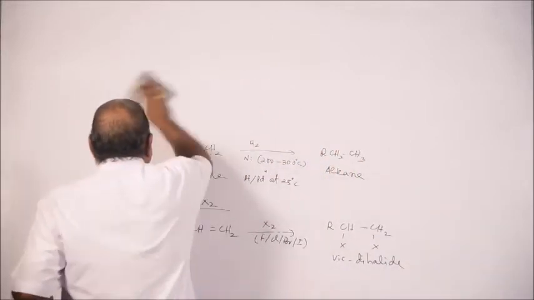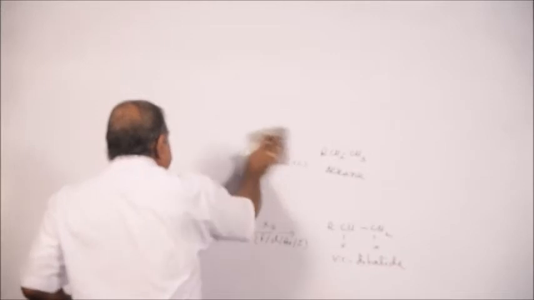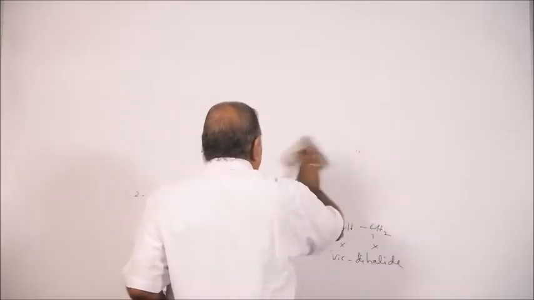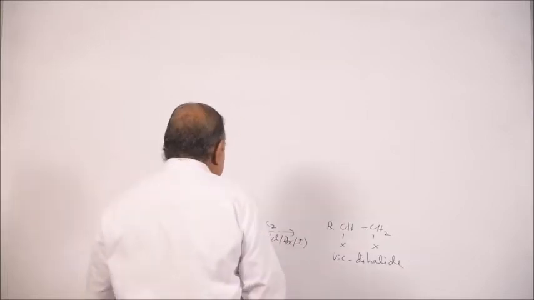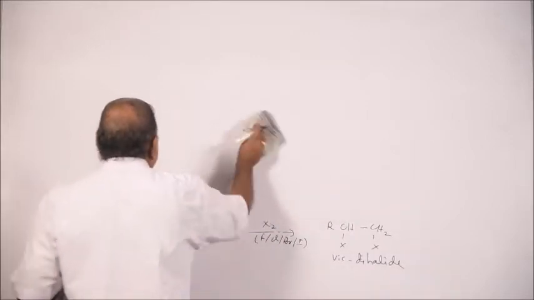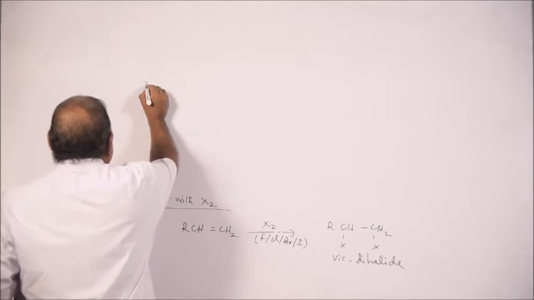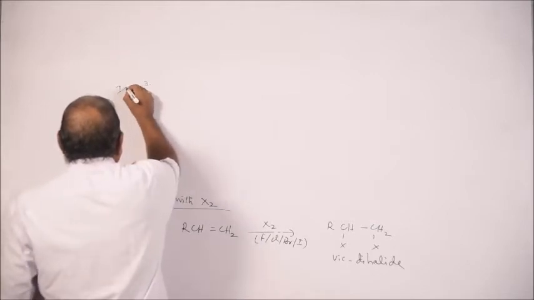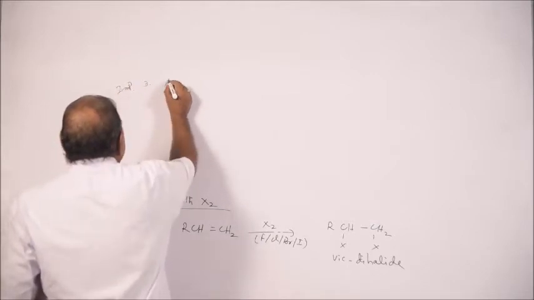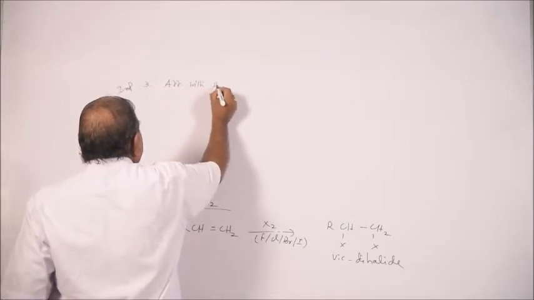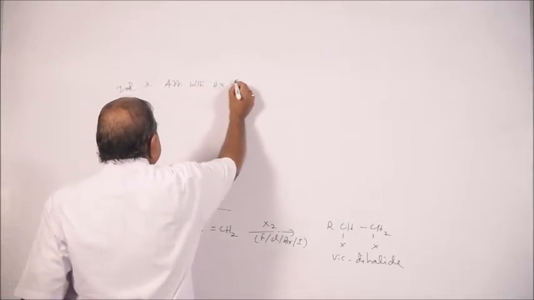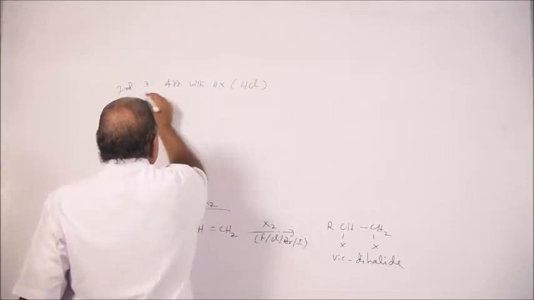Now, both hydrogen and halogens are symmetrical molecules. Symmetrical means when divided you will get the same, both parts the same. Number 3, important: addition with hydrogen halide, say HX, let me take HCl.